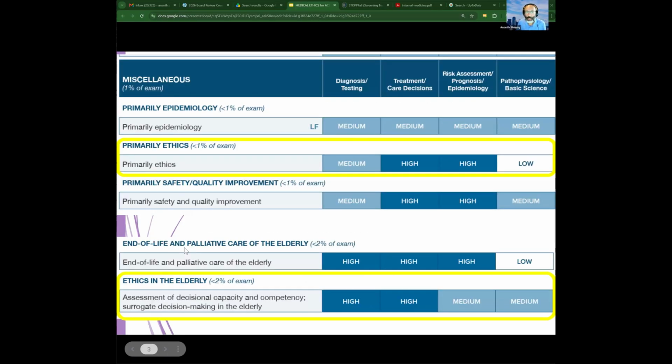I shared yesterday the blueprint for the internal medicine boards, and in terms of ethics, this could be up to 3% of the exam. It's broken down into two different areas. It's referenced under the geriatric section in terms of ethics for elderly patients and also in the context of end of life considerations and palliative care, but also independent of that, ethical considerations that might come up in whether inpatient or outpatient care.